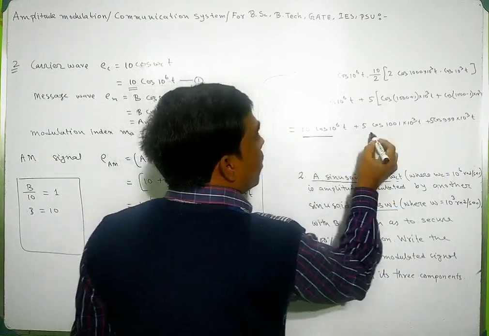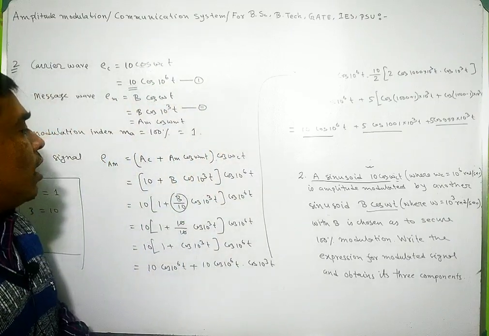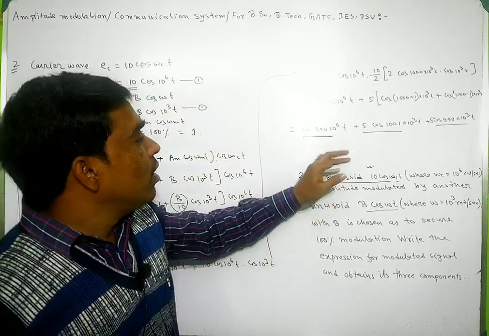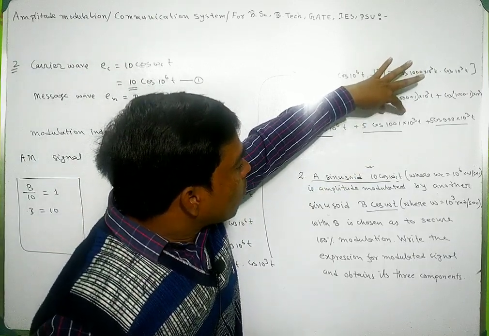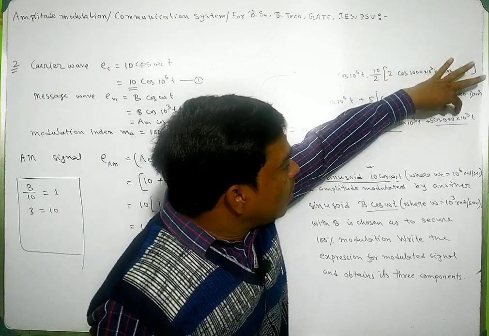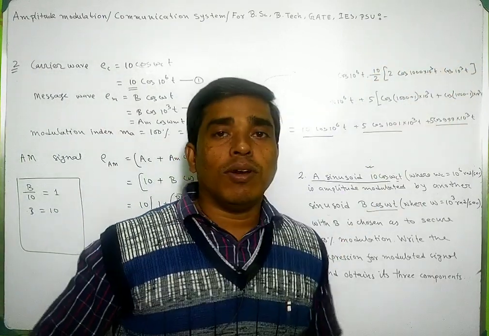Okay, these are the 3 components of this amplitude modulated signal. This is the upper sideband and this is the lower sideband. Okay, this is the upper frequency and this is the lower frequency.